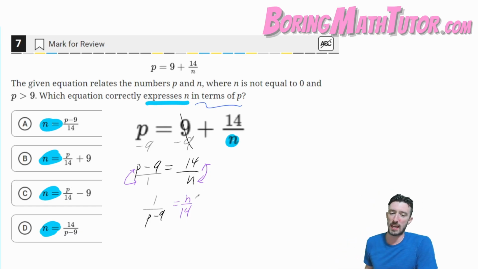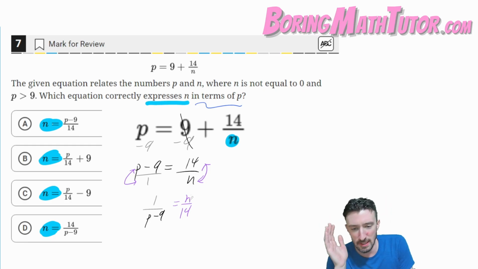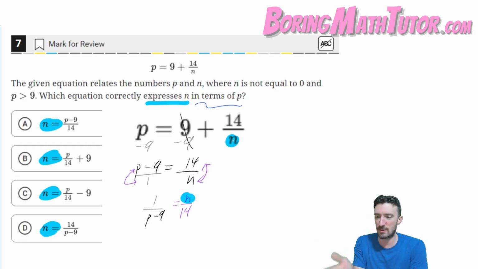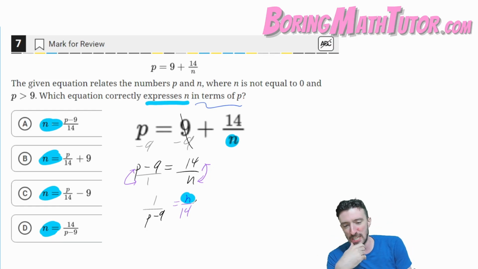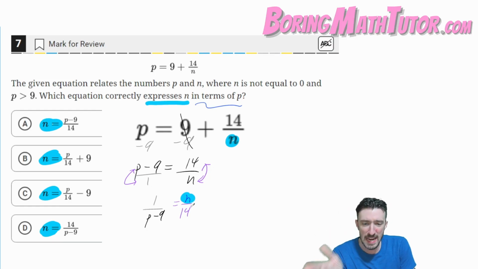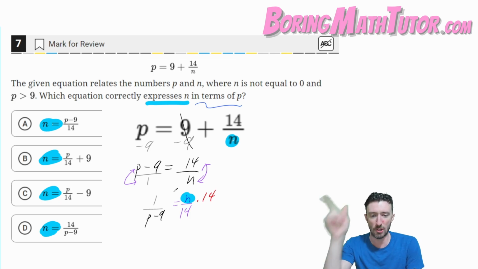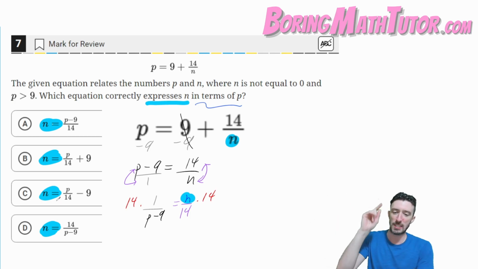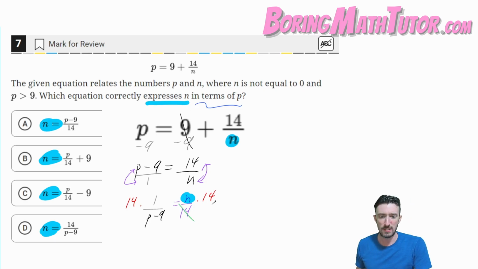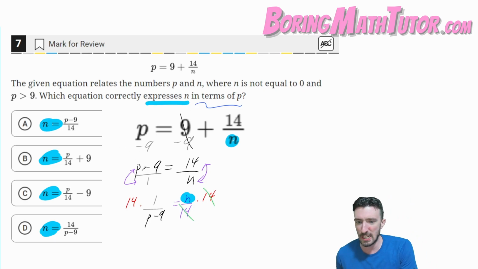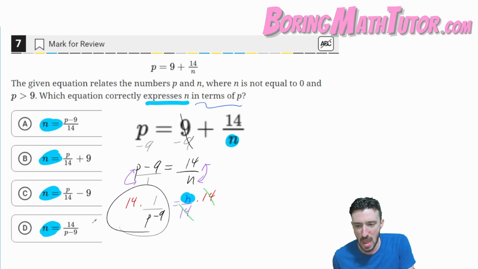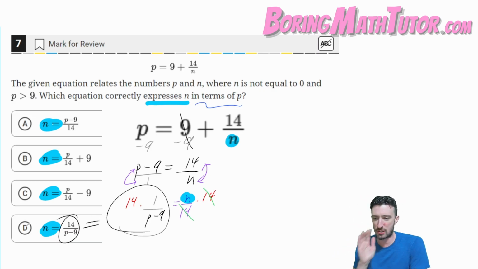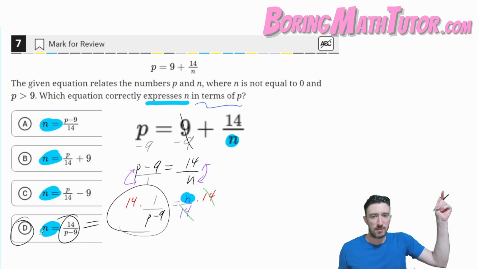Not so confusing anymore. Last thing that's holding me back from getting n on its own is this darn 14. Now, what's that 14 doing? He's dividing by 14. How do we cancel out a divide by 14? Oh, that's right. We multiply by 14. So we put times 14 on both sides. See you later, 14. Now we got 14 times 1 over P minus 9. And I don't have to tell you that the answer is D.